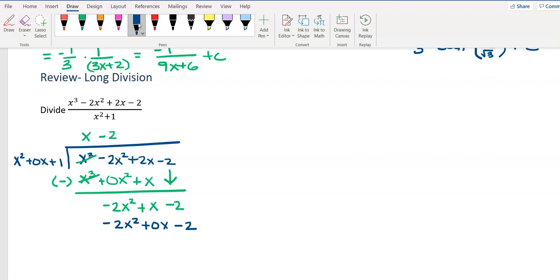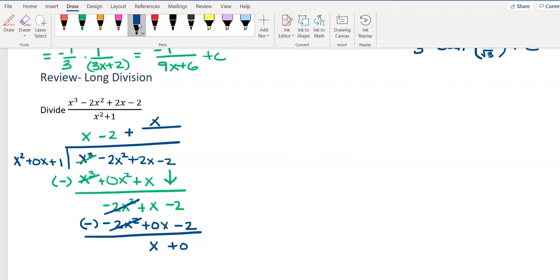Okay, so now I'm going to subtract again. Just be careful of your double negatives as you're doing this. So negative 2x squared minus negative 2x squared, well, that would actually cancel. And that's what you want to happen, right? x minus 0x is just x. And negative 2 minus a negative 2 is 0. So my remainder here is really just an x.